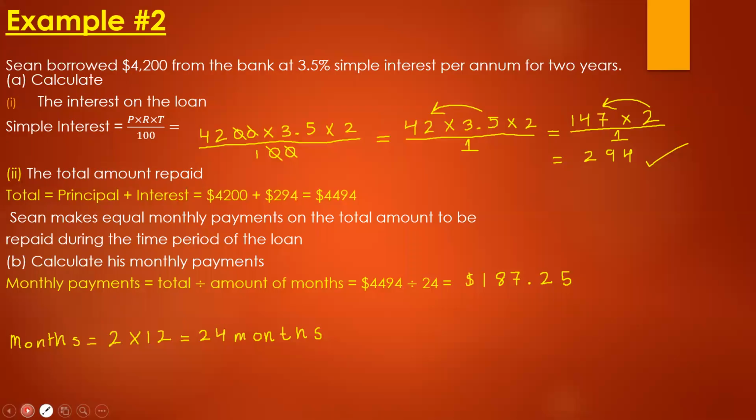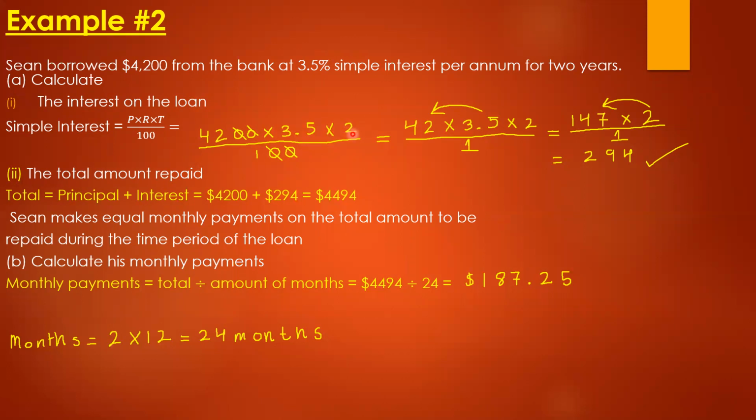Then we have example number 2. Shea, can you explain this example? Yes, sir. For example number 2, the first question is saying Sean borrowed $4,200 from the bank at a 3.5% simple interest rate per annum for 2 years. Question 1 part I is asking us to find the interest on the loan. To do that, we have to do the principal, which is 4,200, multiplied by the simple interest rate multiplied by the amount of time he borrowed it.